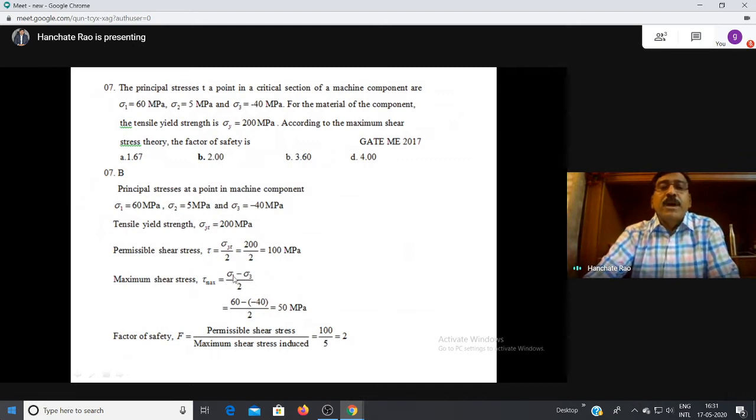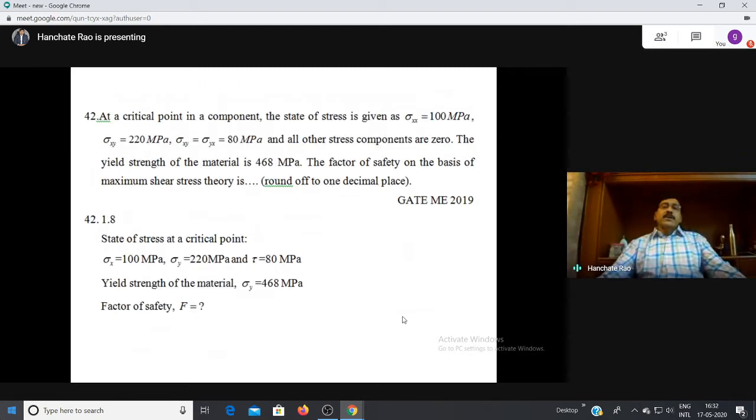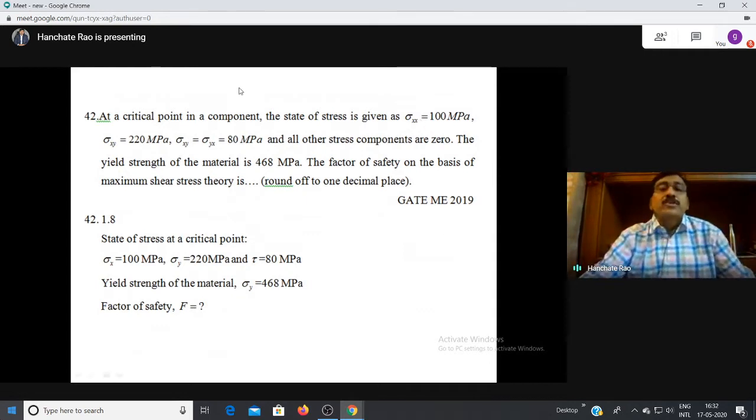Now from our knowledge, sigma 1 the max intention is 220, sigma xy is equal to sigma yx is equal to 80. So it's actually tau xy, this is a printing mistake. Tau xy is equal to tau yx is equal to 80, and all other stress components are 0. The yield strength of the material is 468 megapascals. The factor of safety on the basis of maximum shear stress theory is simple.